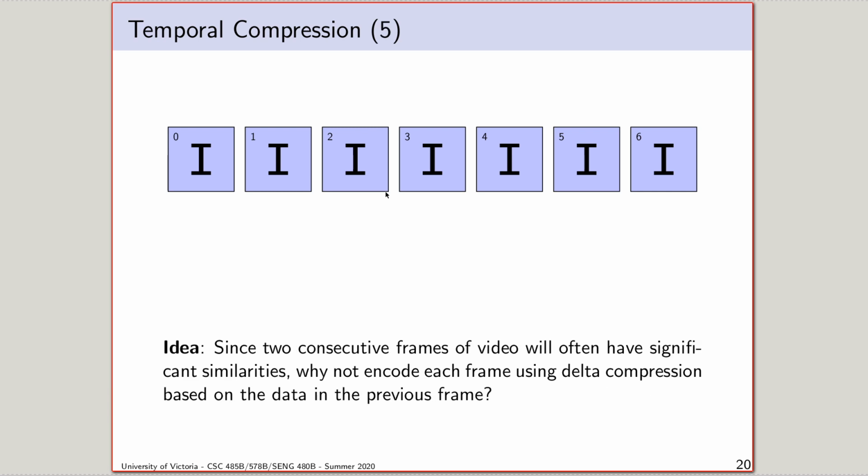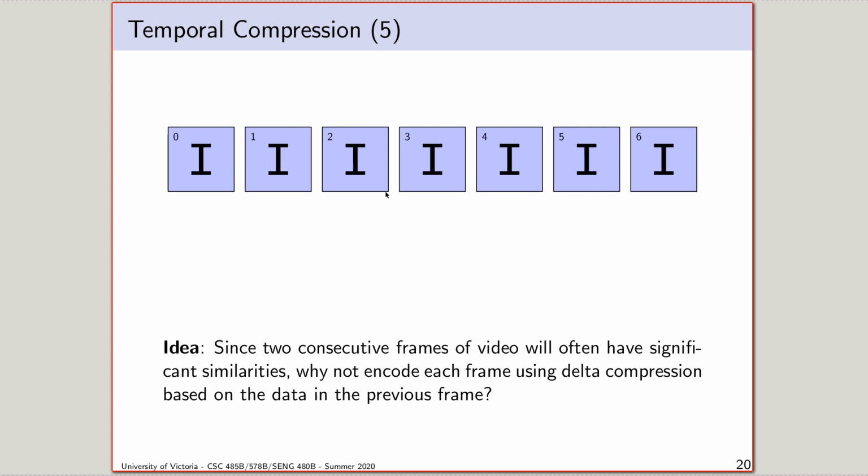Since two consecutive frames often have significant similarities, not always, but often, why don't we basically use delta compression? It's interesting how a lot of these techniques from May are suddenly bubbling back to the surface. I know that likely, in a typical video, frame 3 has a lot of similarities. For example, if I am pointing a camera at a particular background and people are moving around at the front, some pixels will be basically identical between frames.